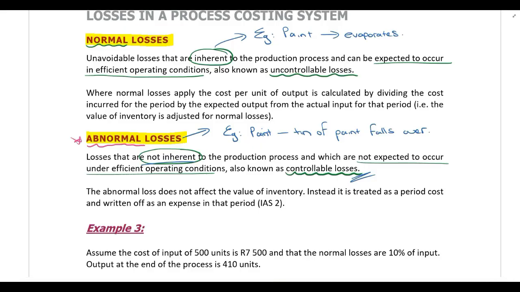Now, why is it so important that you understand the difference between a normal and an abnormal loss? For our accounting treatment. Normal losses get included in the value of our inventory, whereas abnormal losses are written off as an expense in the period that they are incurred. And this is what we are told to do, guys, in terms of IAS 2. IAS 2 says wherever you have a normal loss in your production process, you include the normal loss in the value of your inventory. However, where you have abnormal losses, that does not affect the value of inventory. Abnormal losses are expensed in the period incurred.